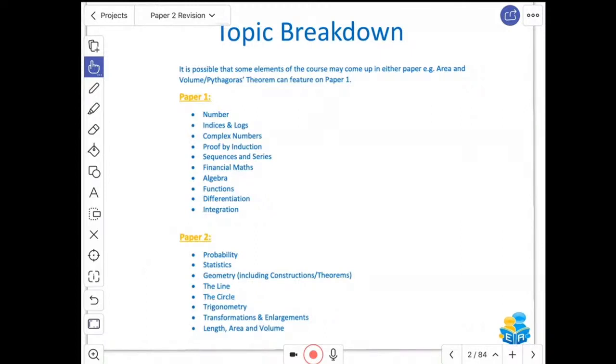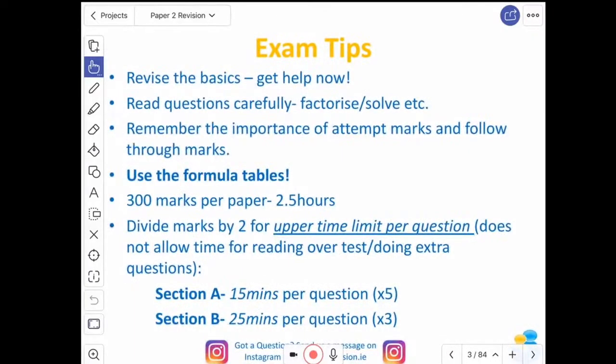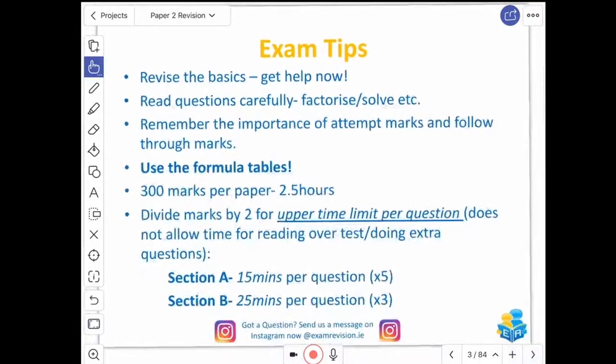Okay, so just a few exam tips. Some of these I mentioned before, but some are new as well. Again, revise the basics. Please make sure you're spending time over the next few weeks and months going back over, making sure you're happy with your solving equations, your factorizing, your angle facts, basic things from your junior cycle that you should know and be aware of. Again, make sure you're reading your questions carefully, looking at exactly what we're being asked to calculate. Again, it's all about the attempt marks.